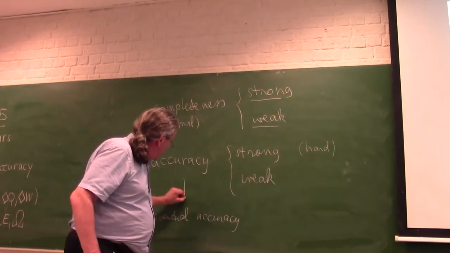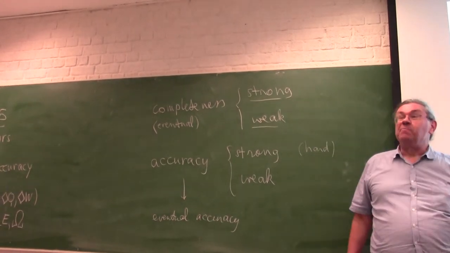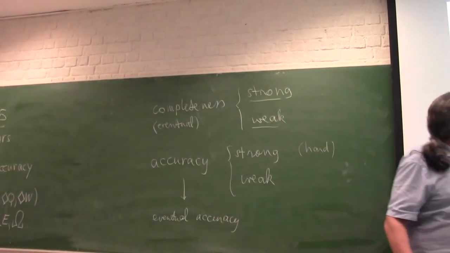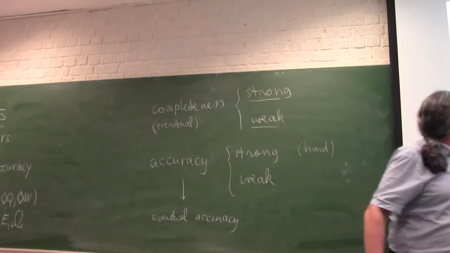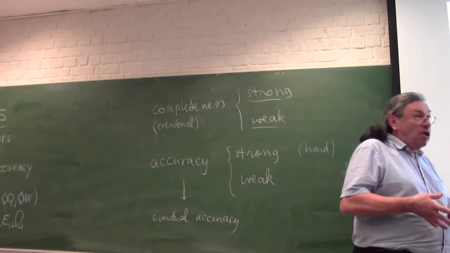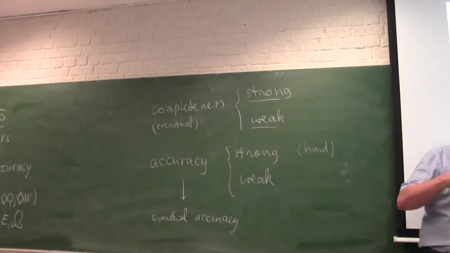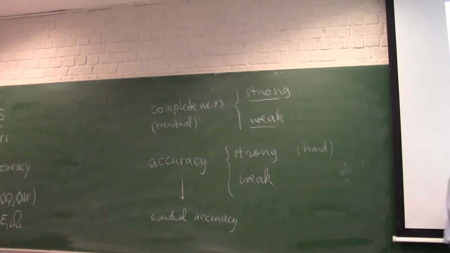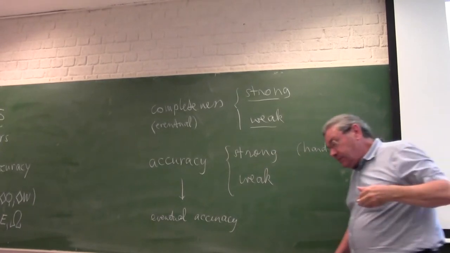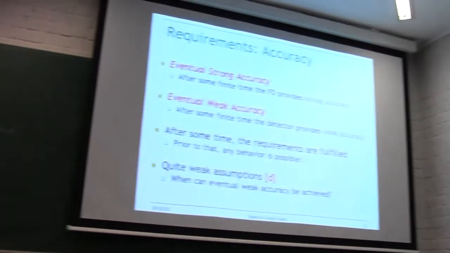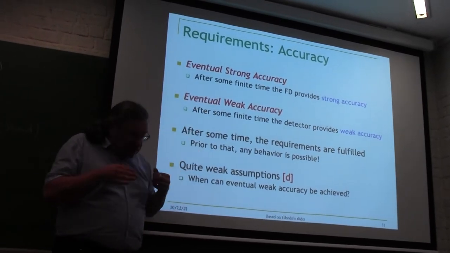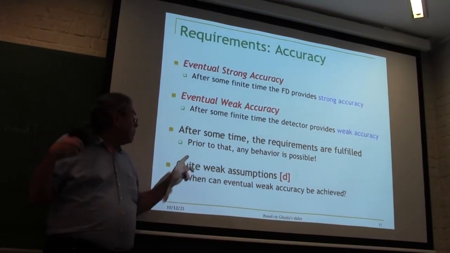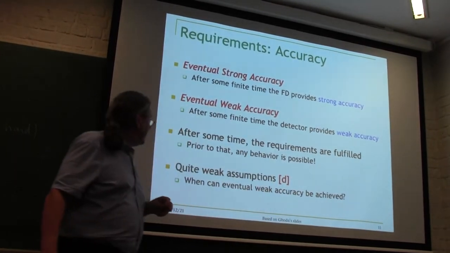What that means is that I'm actually allowed to make mistakes now. I'm allowed to make mistakes for finite time. So eventual means that after some time, it will be strong accuracy, but not now, okay? Not now, but later. Or after some time, it'll be weak accuracy, but not yet. So after some finite time, the detector provides weak accuracy. So when I say eventual accuracy, it means I'm allowed to make mistakes. Not a problem. The property is still satisfied as long as the mistake making is only finite. Okay. After some time, I will not make mistakes. But prior to that, I can do any mistakes, any behavior. Okay?